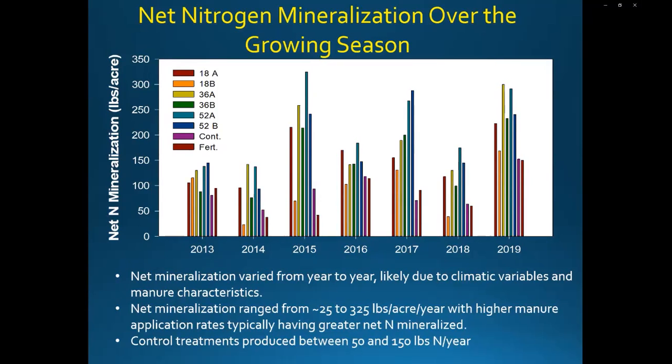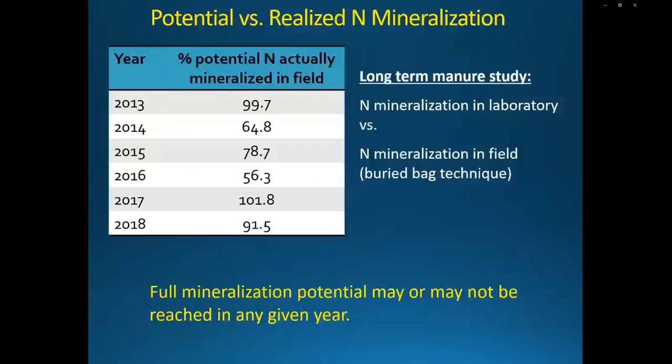Our net mineralization ranged from approximately 25 to 325 pounds per acre per year, with the higher manure application rates typically having greater net N mineralized than your lower application rates, and definitely greater than your fertilizer and control plots. What's really interesting is that our control plots, even though they're not receiving any type of fertilizer at all, are still producing between 50 and 150 pounds of N per year. So that's quite a bit of nitrogen that's being produced just naturally in our soils.